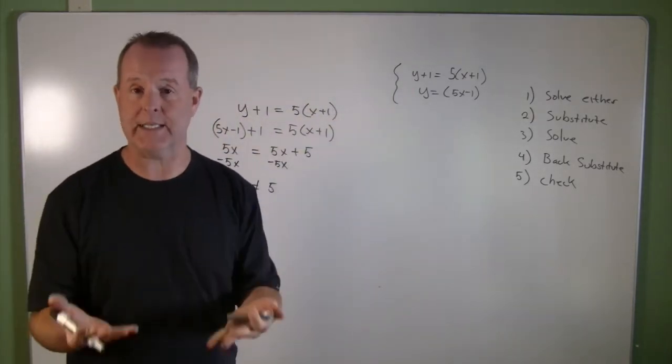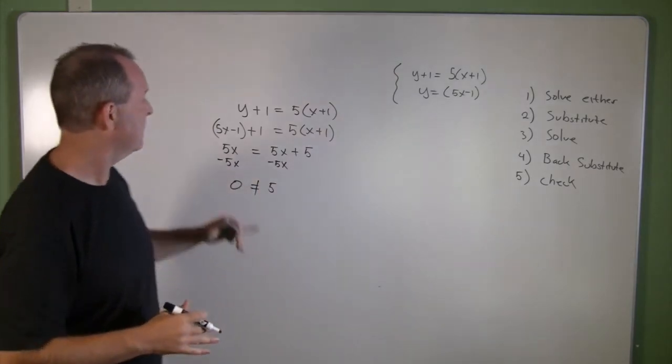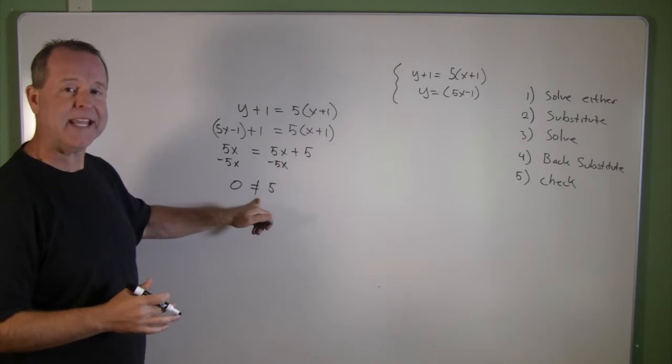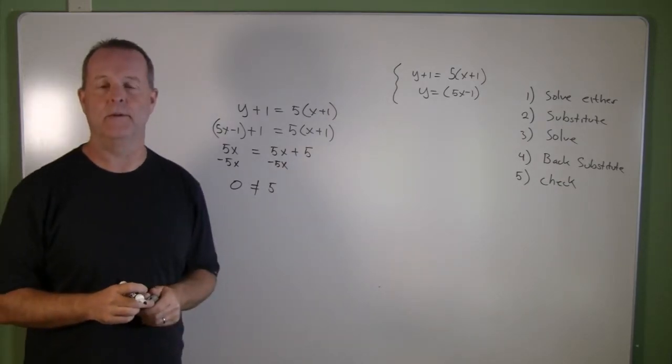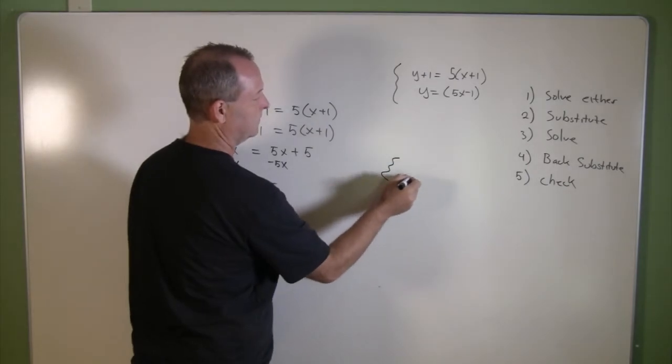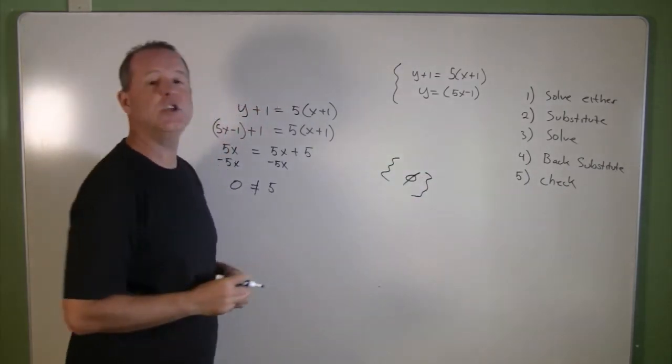And how you will discover those when you substitute is that as you're solving, you're going to wind up with some statement at the end that is untrue. And that's your clue to say that this system has no solution.